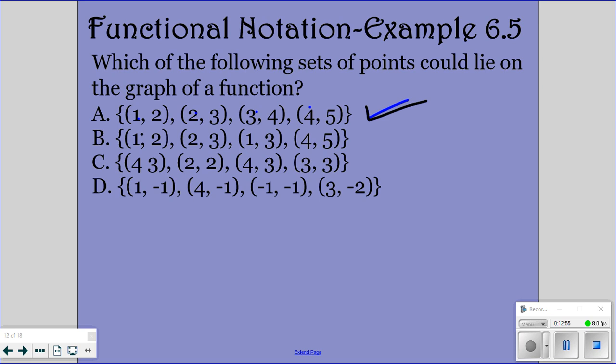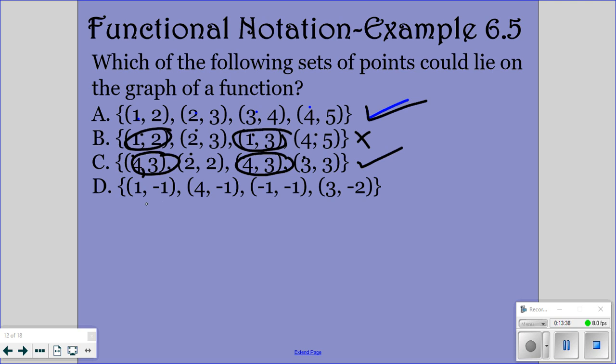On this one, we have 1, 2, 1, and 4. I said 1 twice. So 1, 2, and 1, 3. Those aren't the same point. If it was the exact same point, then it would be considered a function. But since they are not, our x value repeated with a different y value, so that one is not a function. Looking at the next one, we have 4, 2, 4, and 3. I said 4 twice. This is 4, 3, and 4, 3. That's the same point. That's allowed, so that is a function.